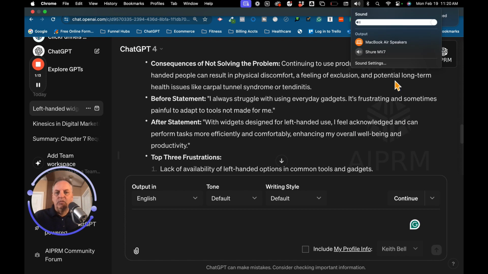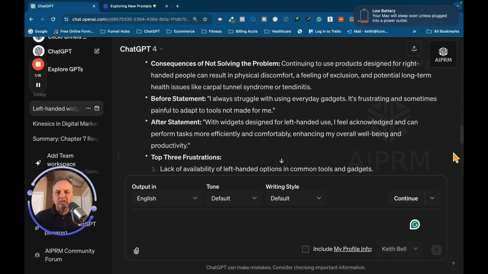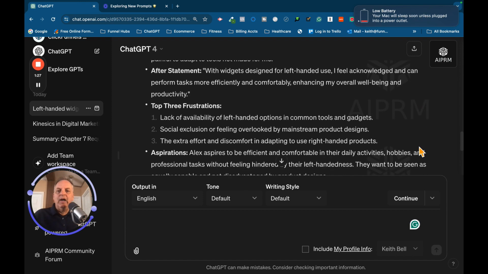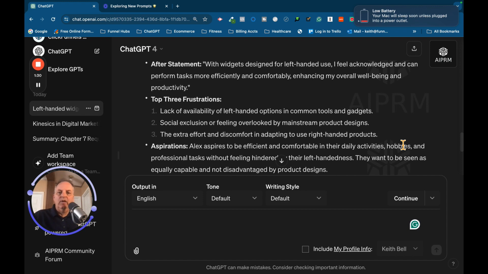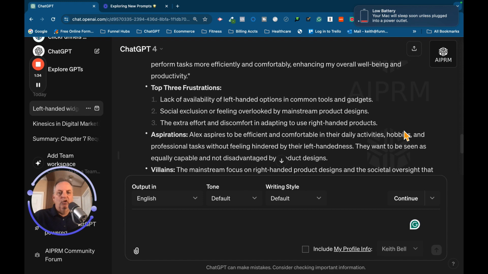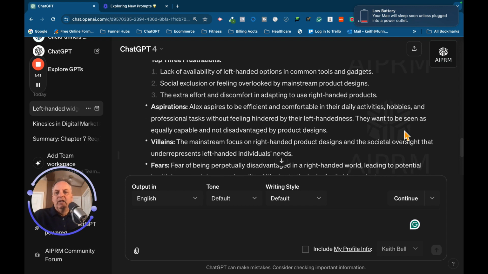After statement with widgets designed for left-handed use, I feel acknowledged and can perform tasks more efficiently and comfortably, enhancing my overall well-being and productivity. Top 3 frustrations. Lack of availability of left-handed options in common tools and gadgets. Social exclusion or feeling overlooked by mainstream product designs. The extra effort and discomfort in adapting to right-handed products.